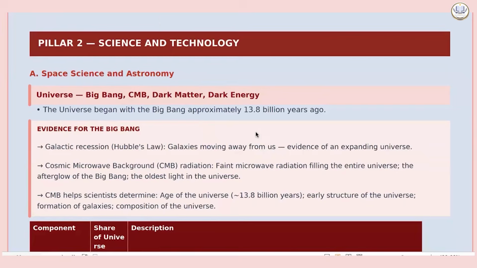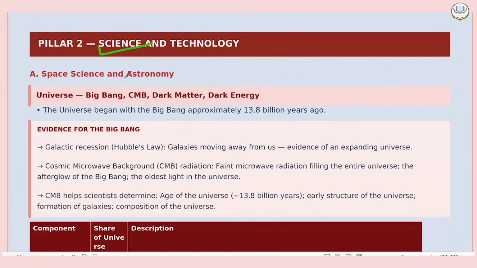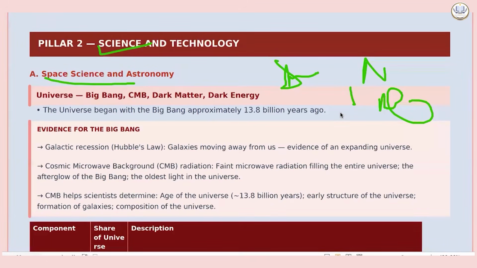Now let's see science and technology. We will start with space science and astronomy basics. The first basic theory is the Big Bang theory. What is the Big Bang theory and what are the evidences for it? It talks about the origin of the universe that happened approximately 13.8 billion years ago from an extremely hot, dense state. And since then, the universe is expanding.